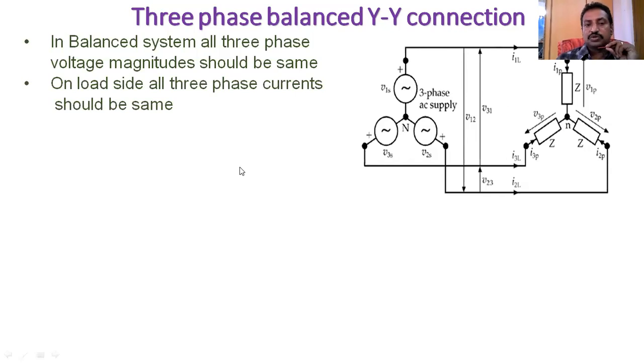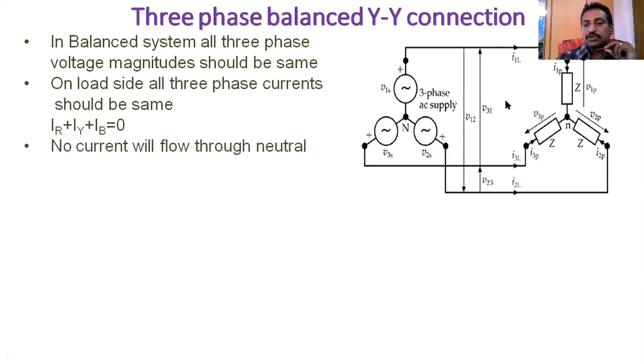So on the load side also, the three-phase currents should be the same. Why? Because in a balanced system the loads are the same, meaning the currents are also the same. Therefore, IR plus IY plus IB is equal to 0, so no current will flow through the neutral. There is no connection between the load and supply side neutral; they are disconnected. Because no current flows through the neutral, it is a balanced supply.